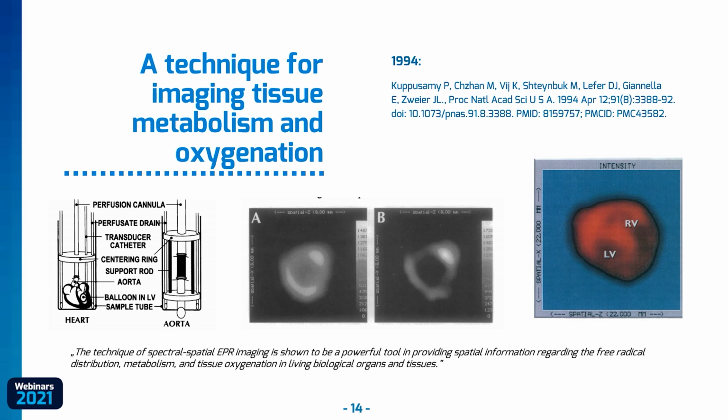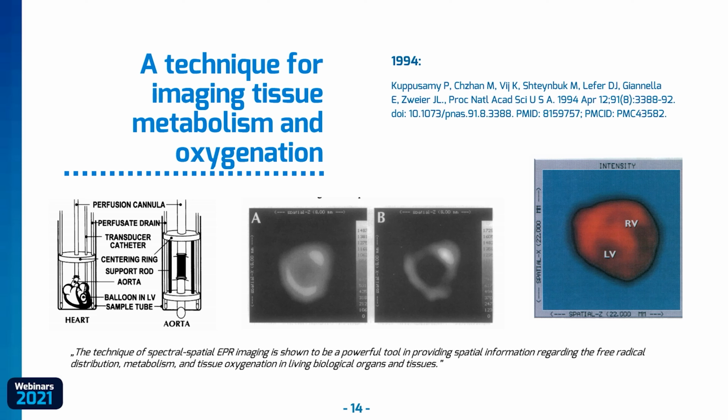Three-dimensional spectral spatial images were obtained from isolated, perfused rabbit aortas and rat hearts. It has been hypothesized that free radical metabolism and oxygenation in living organs and tissue, such as the heart, may vary over the spatially defined tissue structure.